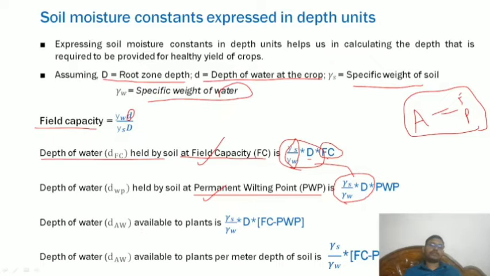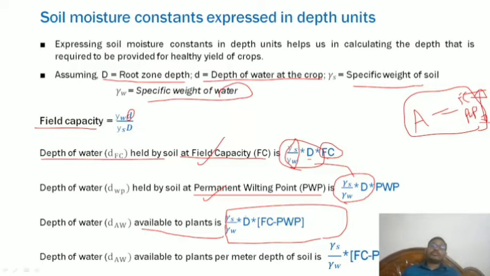Now, the depth of water available to plants: as we can see from field capacity to permanent wilting point, water is available. The overall formula, which we can remember easily, is gamma S by gamma W, that is specific weight of soil by specific weight of water, into capital D, that means root zone depth, into field capacity minus permanent wilting point.